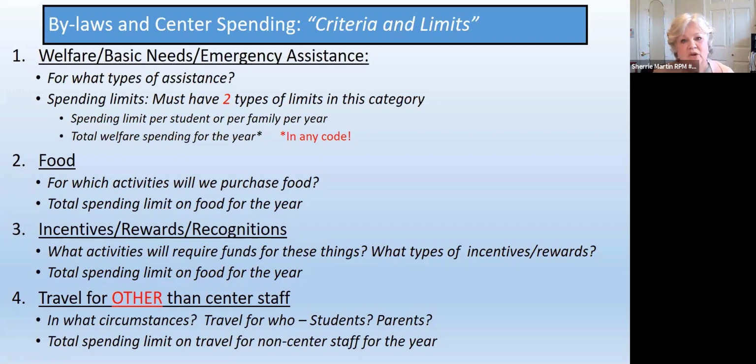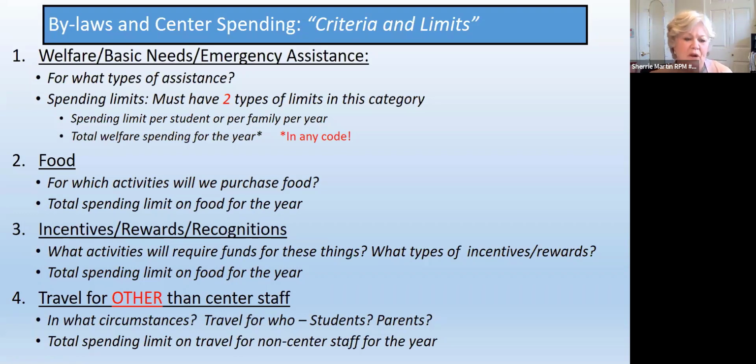So in the category of food, criteria means for which activities will you be buying food? In what circumstances? And then you need a dollar limit, a total spending limit on food for the year. The third category, incentives, rewards, and recognitions. Again, criteria. What activities will require funds for these things? What type of incentives and rewards? Also, an annual spending limit for these things. It says food under number 3, but it should say incentives and rewards and recognition. Sorry, that was my typo.